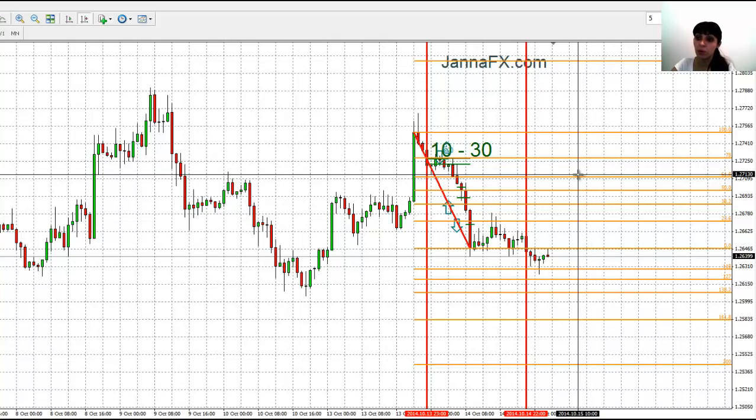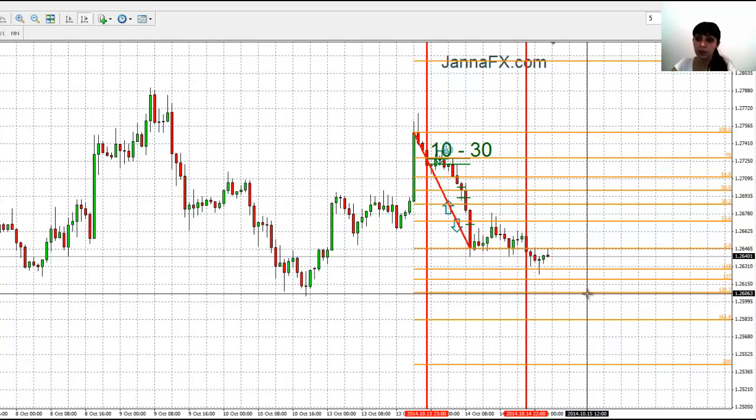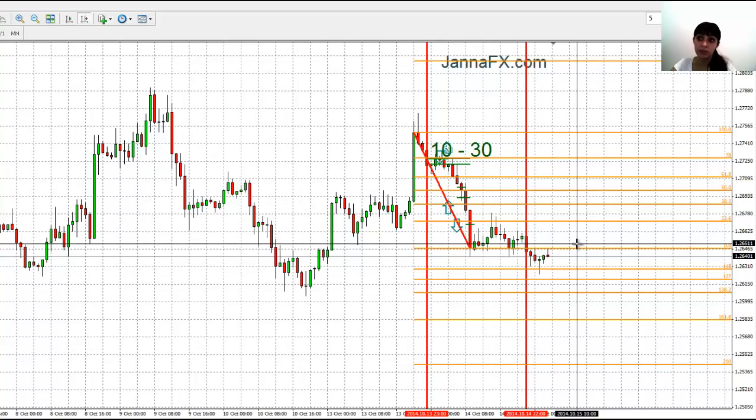But as I say, if you have the ability to watch the market, then moving the stop loss every time it moves to the next line is quite a good possibility to make much more than just 10 to 30 pips. So we'll see what's going to happen in the morning.